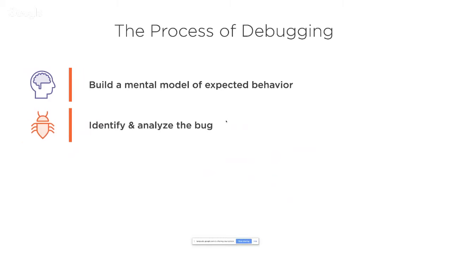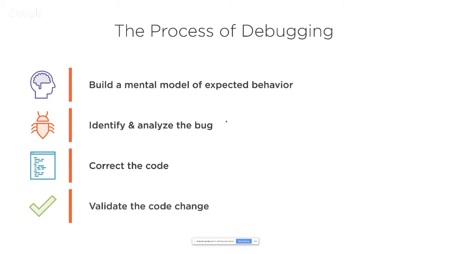The next step is identifying and analyzing the bug. Usually this could be an error message, or sometimes it's just unexpected behavior where it doesn't return what you would expect it to. The next step is to correct the code. So we'll ultimately open up the code base, the function, or the module, and we'll make some changes to correct that bug. But then the last step is we need to validate that change. That usually involves us rerunning that code.